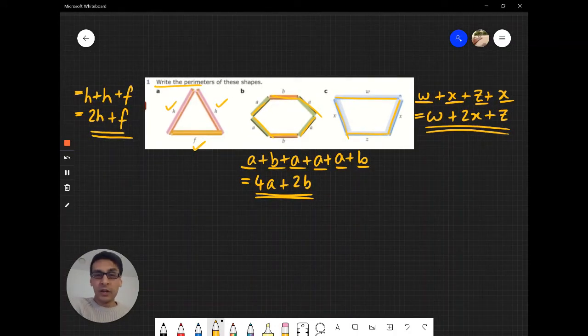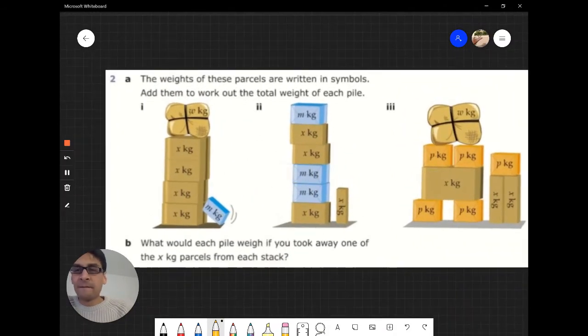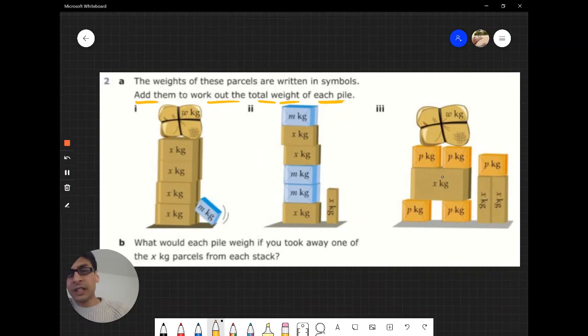And now I'm going to go through the second examples. Now these examples are going to be new to you. So the question is, the weights of these parcels are written in symbols. So we're not using numbers, we're just using symbols, and in this case, letters more specifically. Add them to work out the total weight of each pile. So you can see we've got 3 piles. So let's do this one by one.